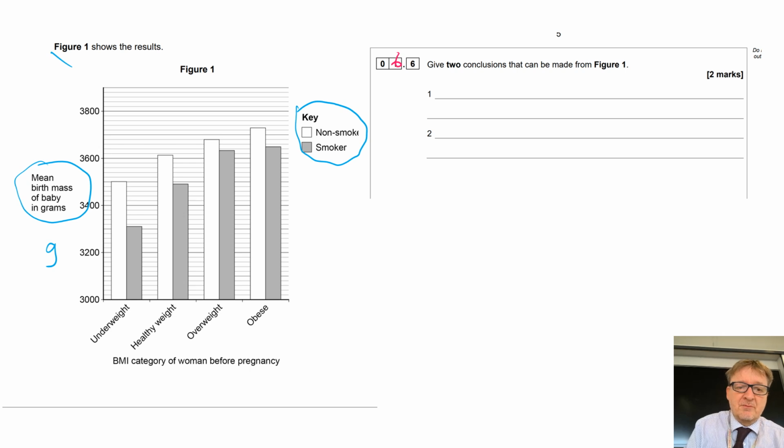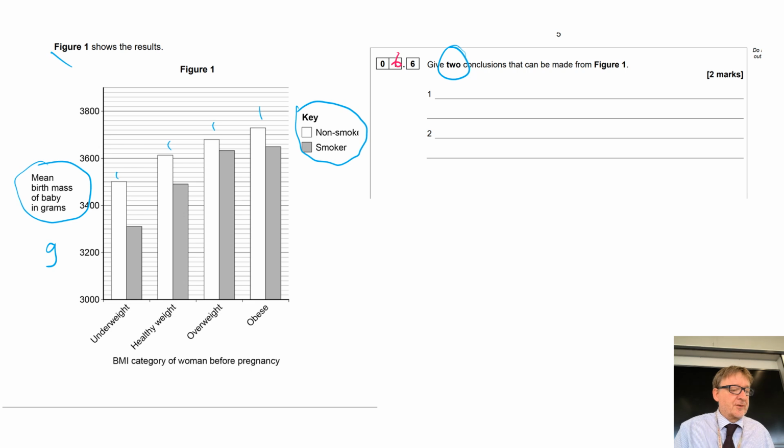patterns. Immediately I can see that all the white boxes are bigger than the smokers' boxes, which means the mean birth mass of non-smokers is bigger than smokers. So give two conclusions, and it's numbered there, 1 and 2. So obviously what I can do then is I can then work that out.